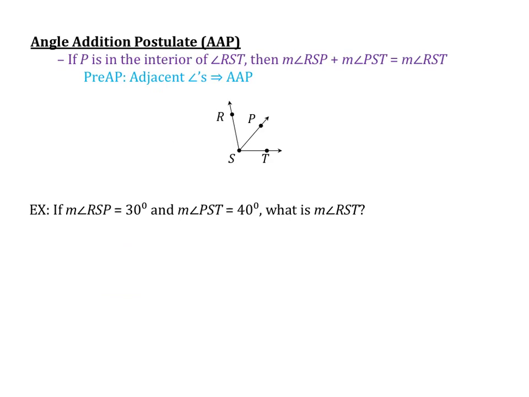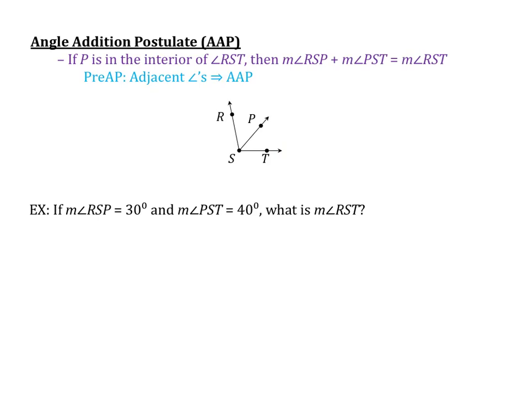Now, angle addition postulate, which from now on will be abbreviated to AAP, says the same thing as segment addition, just for angles. So if P is in the interior of angle RST, so just if you have a point in the interior of the angle, then angle RSP plus angle PST equals the whole angle, RST. So we can add up the pieces of an angle to equal a whole angle.